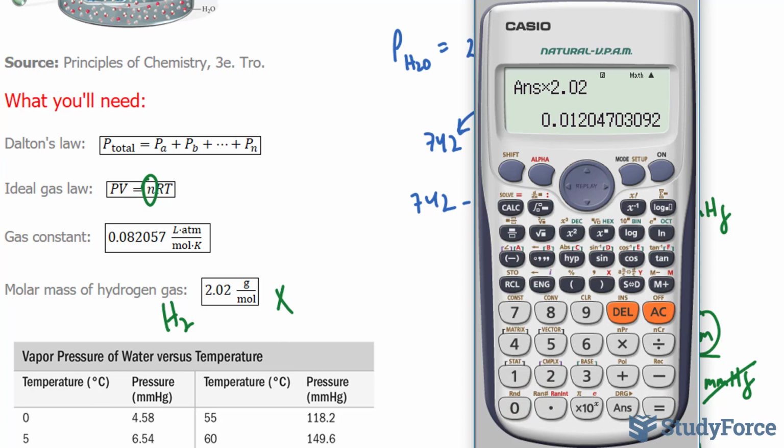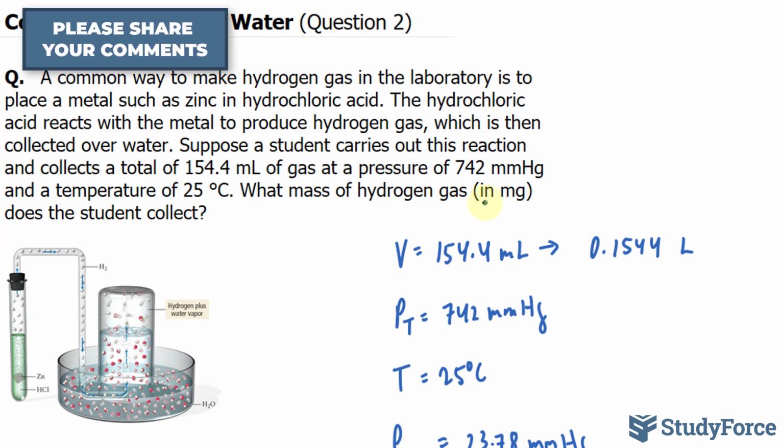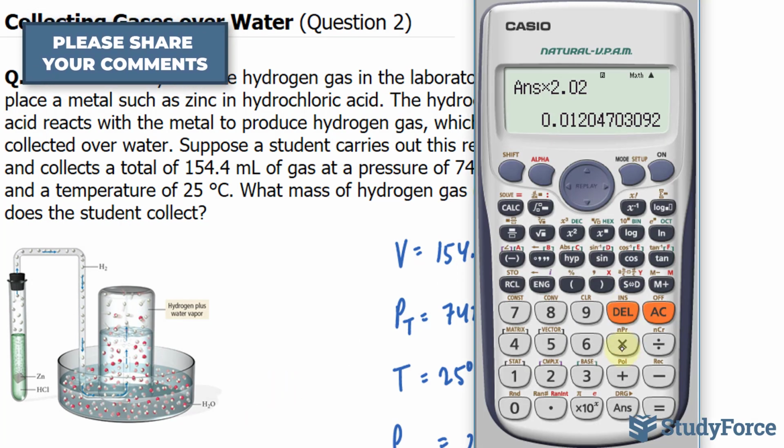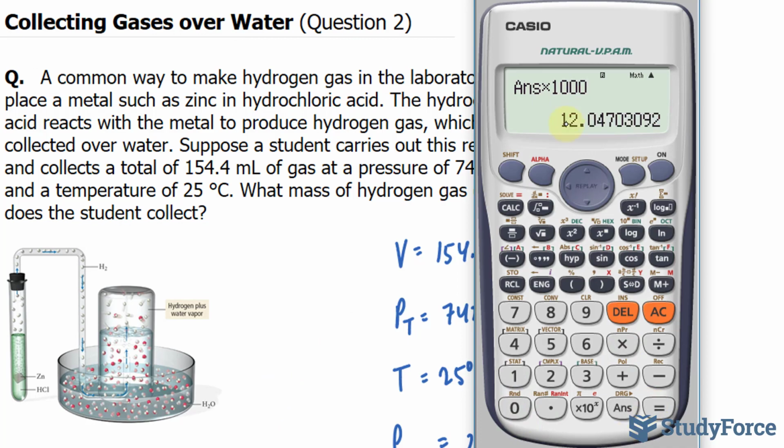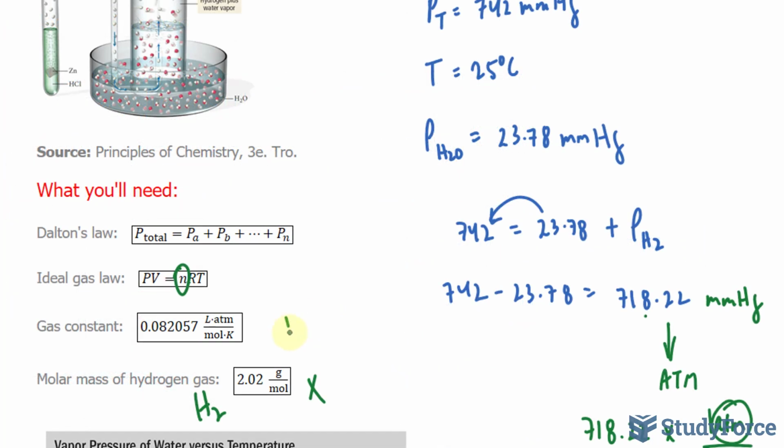I need it in milligrams according to the question. You see right there? So I'll multiply this number by 1000, and that gives me 12.04. The mass is 12.04 milligrams. And we need this to 3 significant figures. So everything after this 0 is insignificant. The final answer is 12.0.